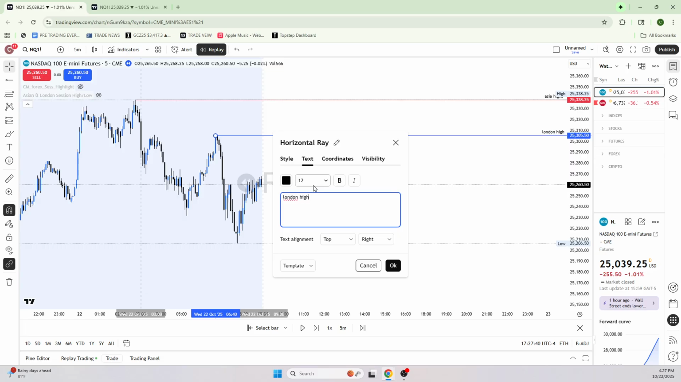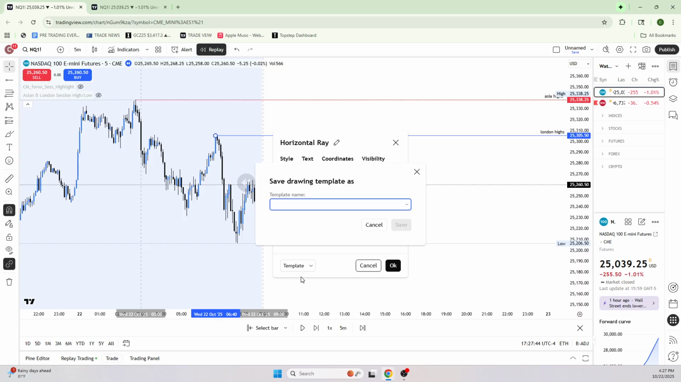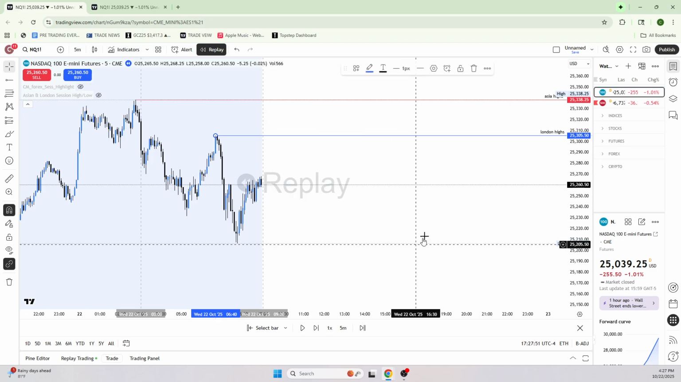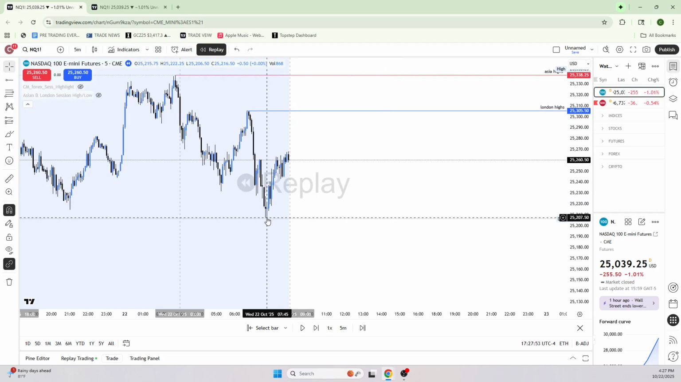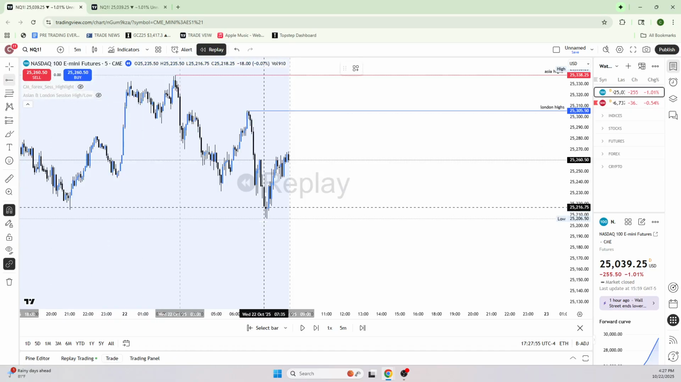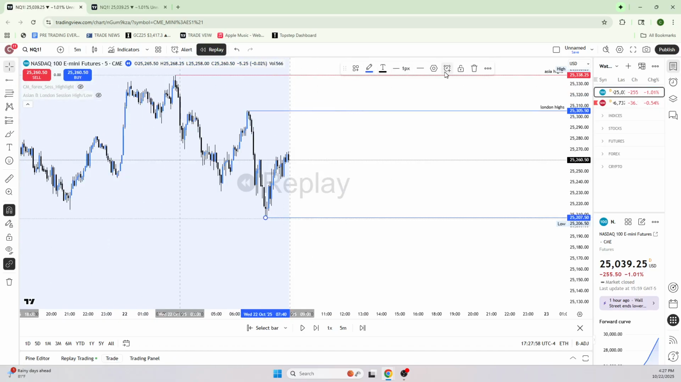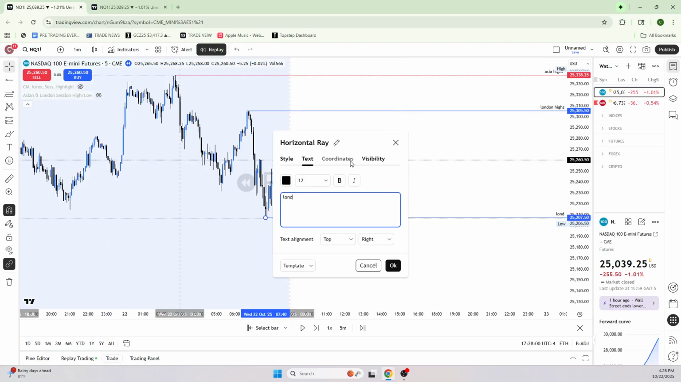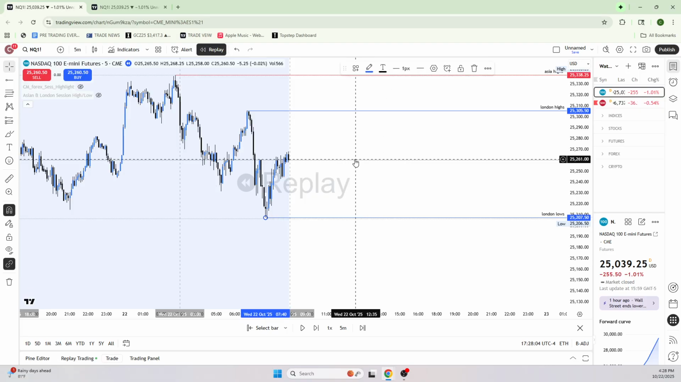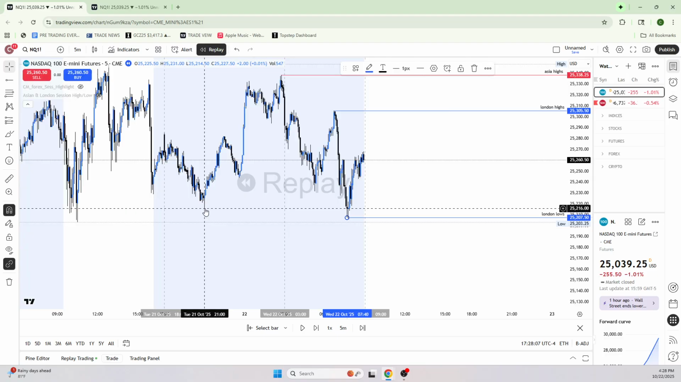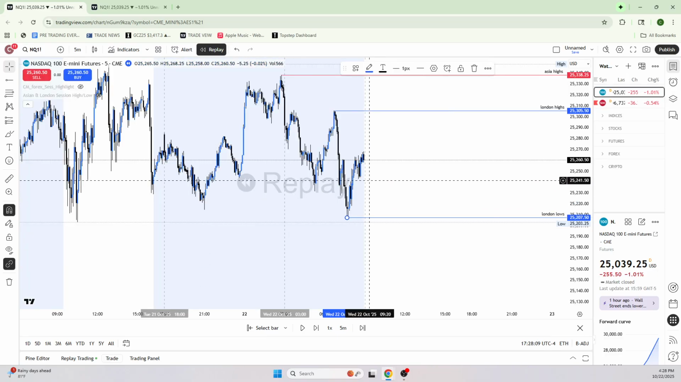London highs. We have London lows. So London session basically consolidated. It did take out Asia lows, and we're reversing towards London highs.